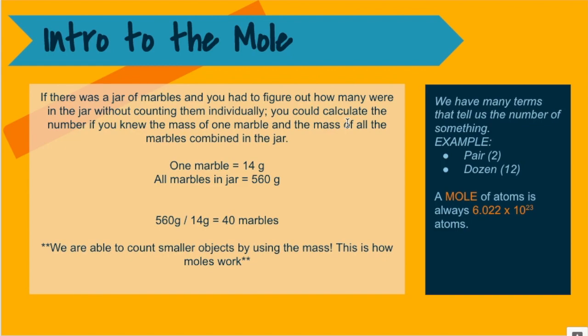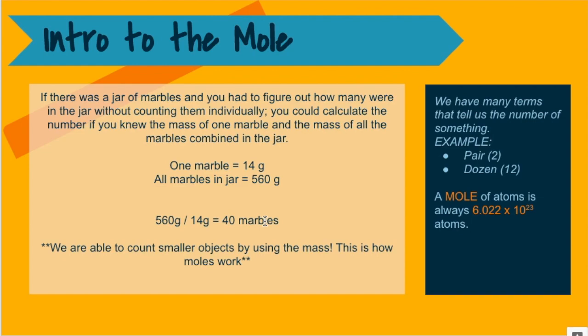Okay, so we can't open it and just count out the individual marbles. But what we could do is calculate the number if we knew the mass of one single marble, and all the marbles have the same mass, and then we knew the mass of all the marbles combined in the jar. So if we knew that one marble had a mass of 14 grams, and then all the marbles in the jar had a mass of 560 grams, we could take the total amount divided by a single marble mass to find that there would be 40 marbles in the jar.